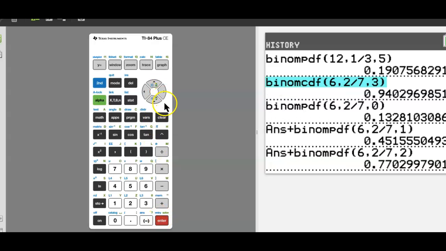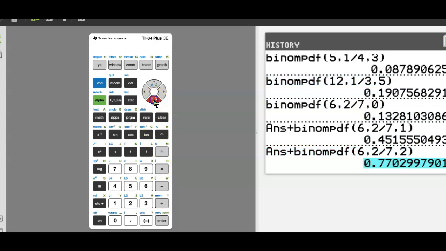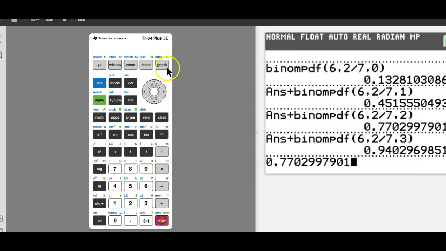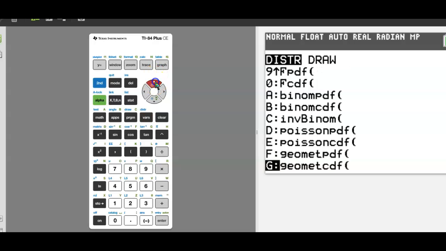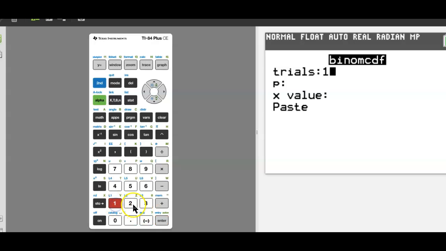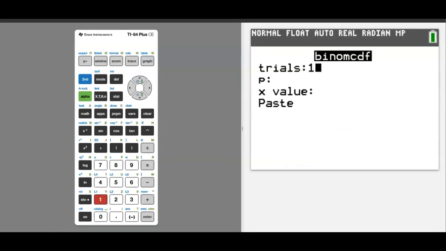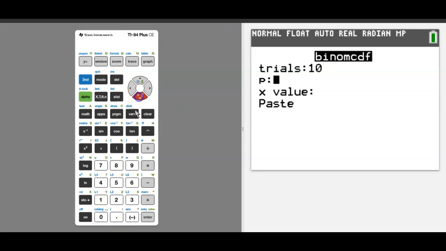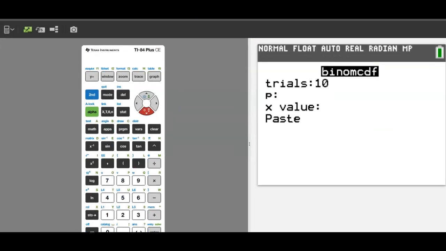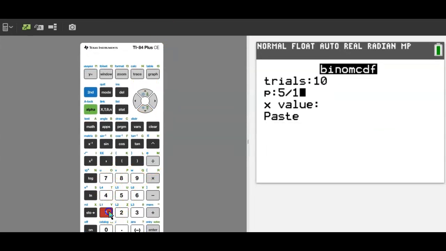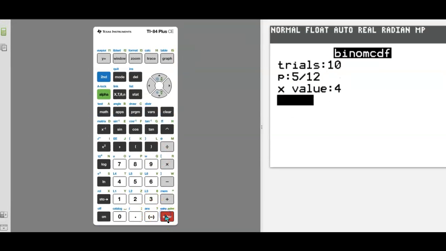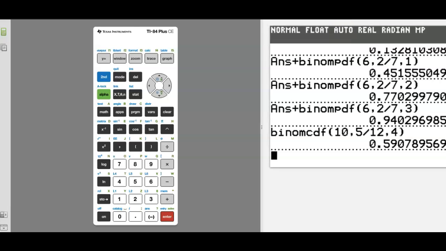What happened here? Sorry. Combined probability of, I already forgot, 10 trials where the probability was 5 out of 12 and the number of successes was 4, but we want to combine them all the way down to 0. So we get 0.59.